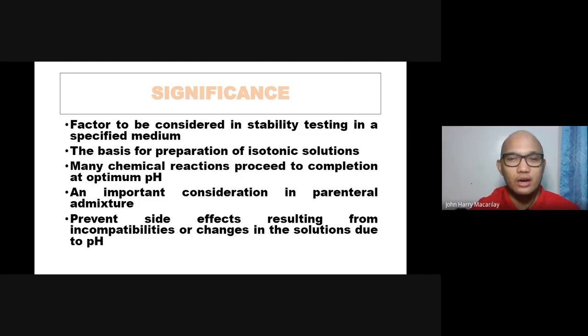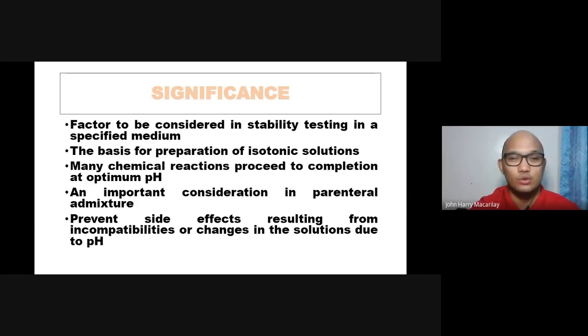This module is divided into three parts. The first part is the different theories related to acids and bases. Next is the dissociation constant, or ionization constant, which describes an acid and a base. And lastly is pH calculations, which relates to the calculation of your acids, bases, salts, and buffers.